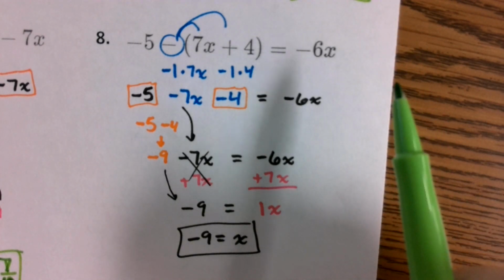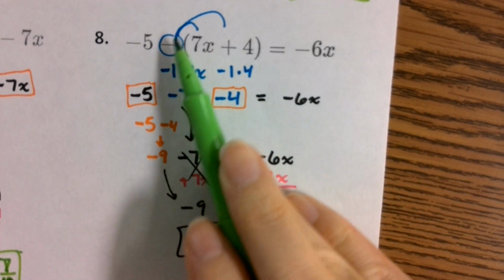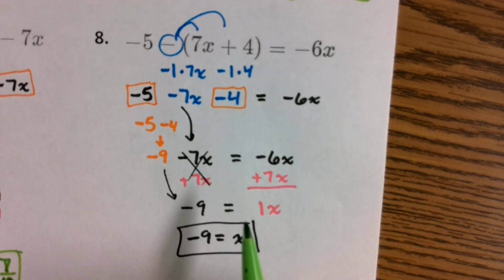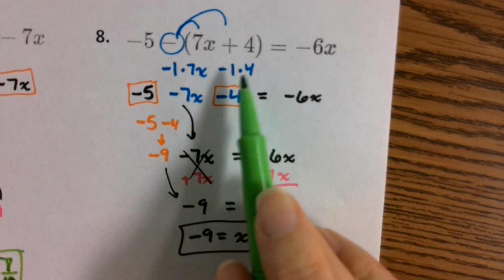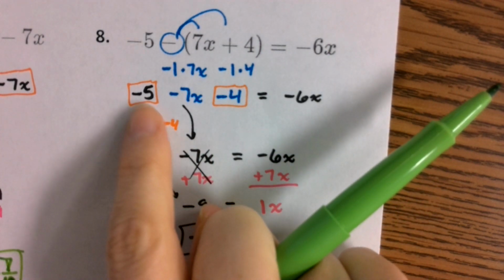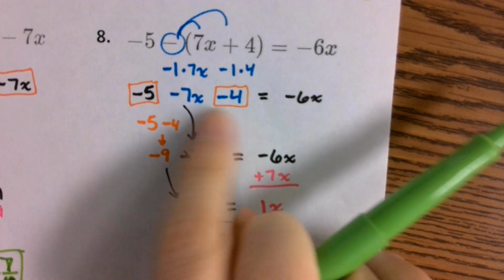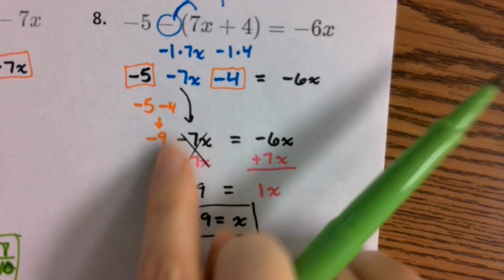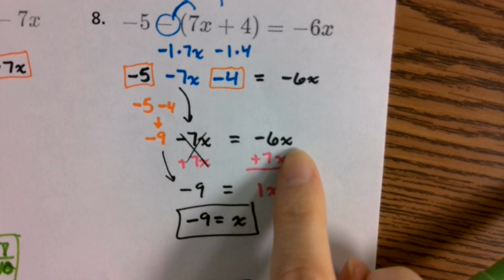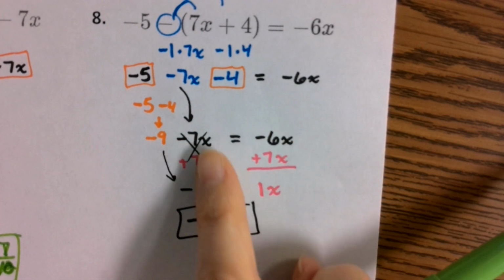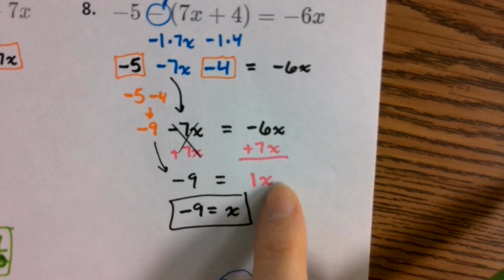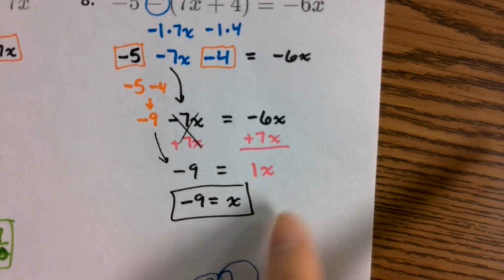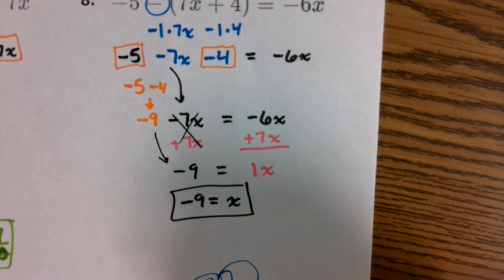For problem number 8, we're going to distribute that negative sign to the 7x and to the 4. That gives us a negative 7x minus 4. We still have that negative 5 that's in front of it. We can then combine those like terms. Negative 5 and negative 4 can combine to create a negative 9. So we now have negative 9 minus 7x is equal to negative 6x. We would then add 7x to both sides to get a positive 1x. So we have negative 9 is equal to x, or x is equal to negative 9.